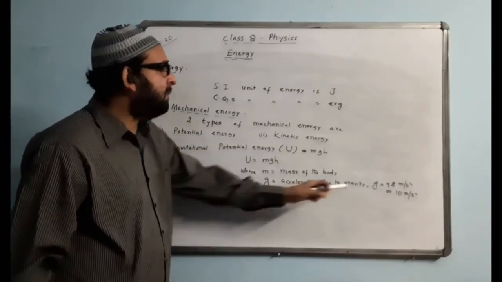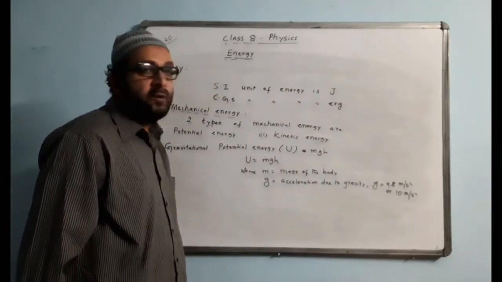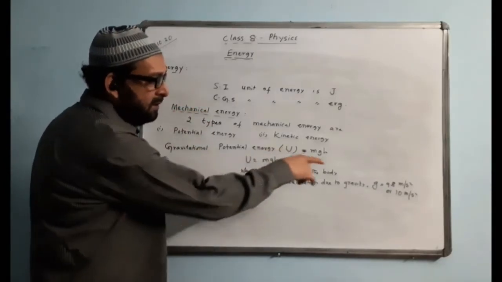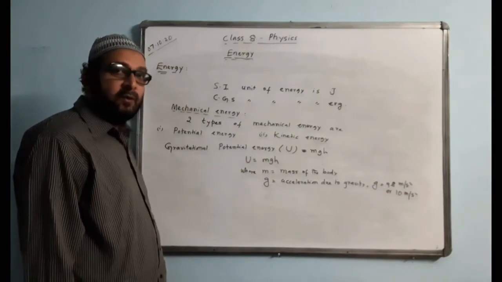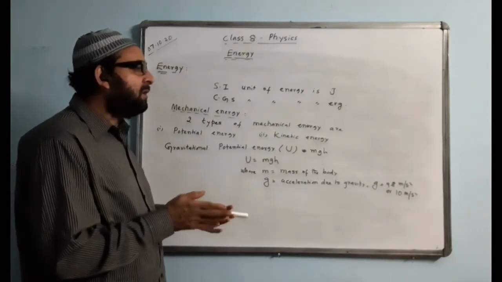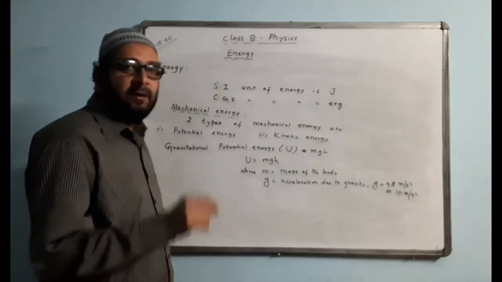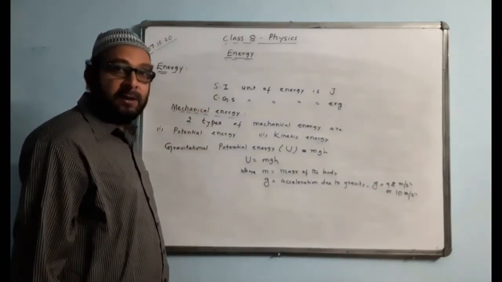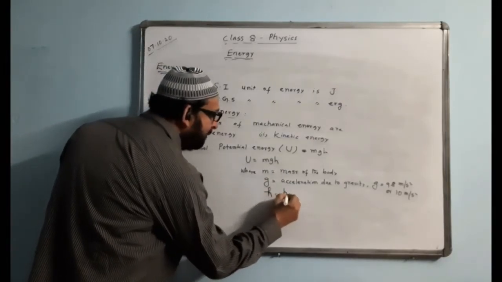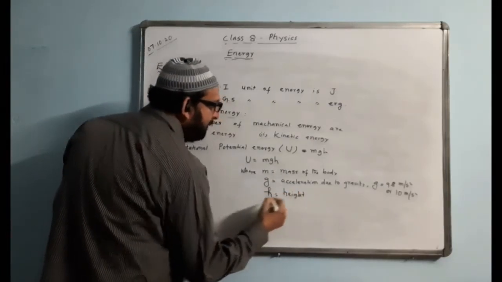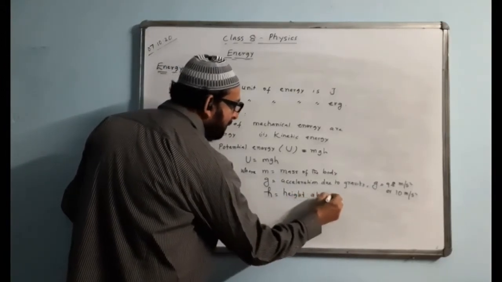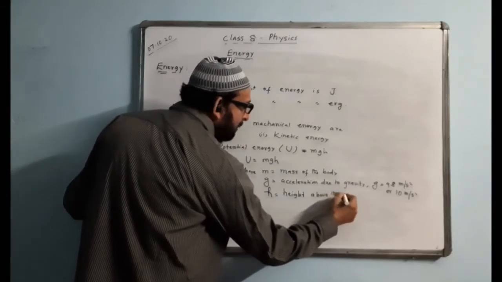In the question, if it is mentioned that the value of g to use is 9.8, then you have to use that value. If it is given 10, then you have to use the value of g equal to 10. If nothing is mentioned, it is your wish, but 10 will be easier to calculate. We will use the value of g equal to 10 if not mentioned, suppose. And what is h? h is called height above the ground.